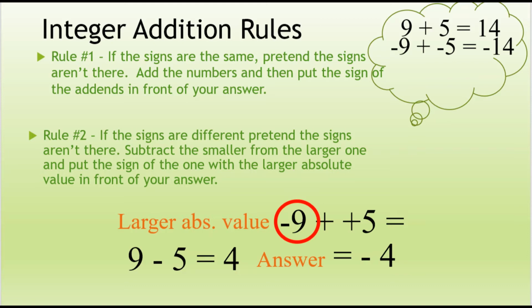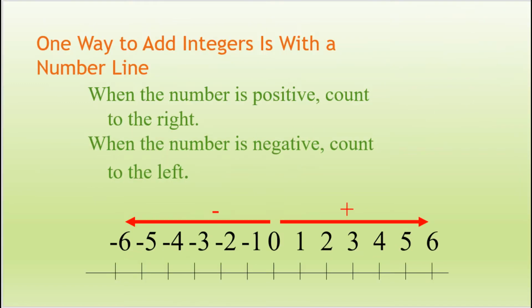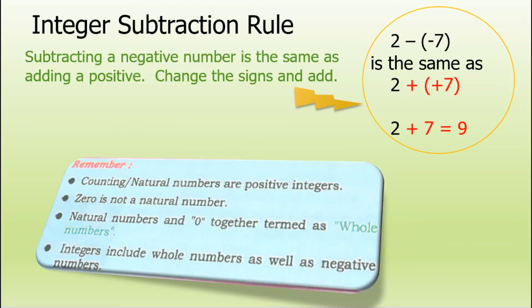9 minus 5 is 4, but we have to put the sign of the larger absolute value. Larger absolute value is having minus sign, as you can see the circle around 9. So answer is minus 4. One way to add integers is with the number line also. When the number is positive, count to the right, and when the number is negative, count to the left.